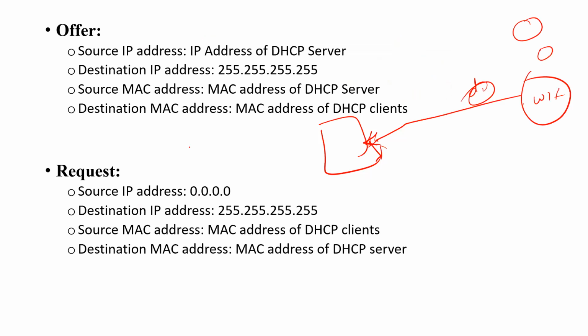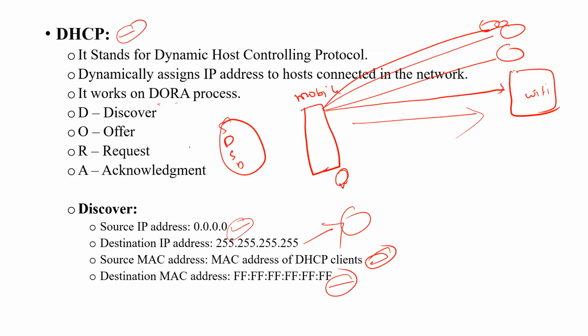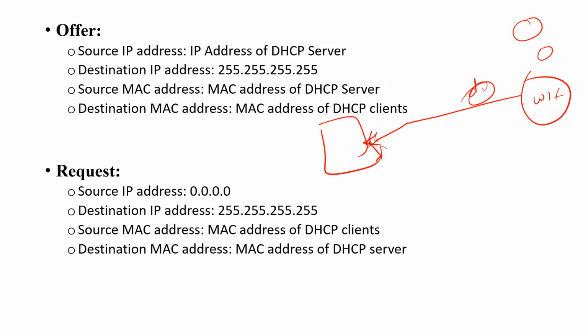Now, how do these 4 messages happen? The discover message doesn't know the IP address, so it is discovering the DHCP server. Then the DHCP server offers an IP address. While offering it, it needs to share that information with the mobile you are trying to connect. The source IP address is the DHCP server's IP address. The destination IP address is unknown, because there is still no IP address assigned to the mobile. So it will send a broadcast.